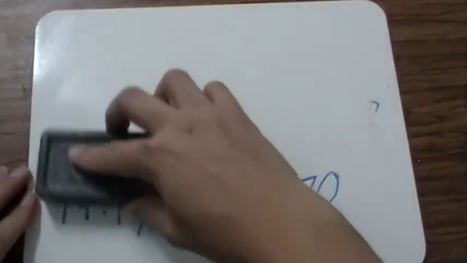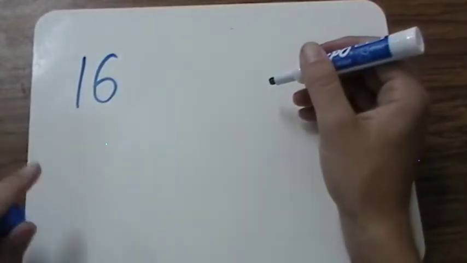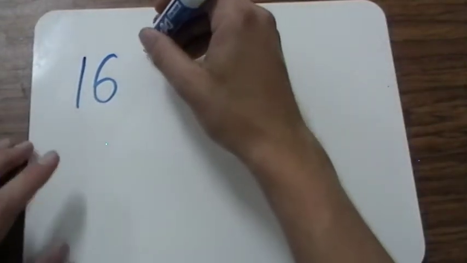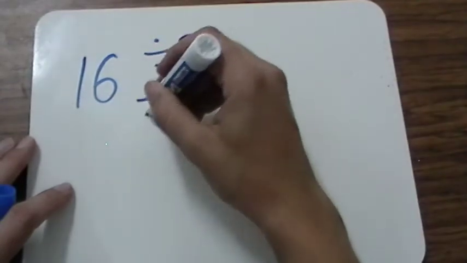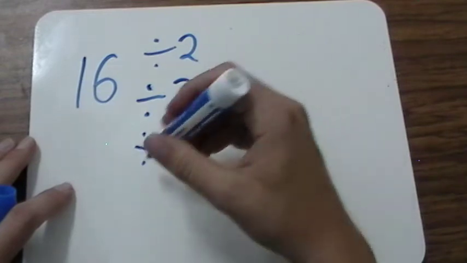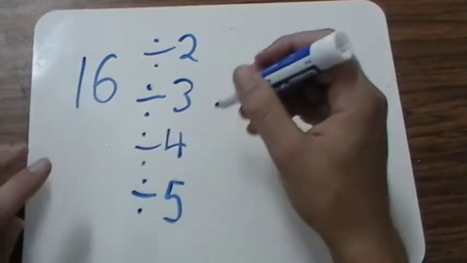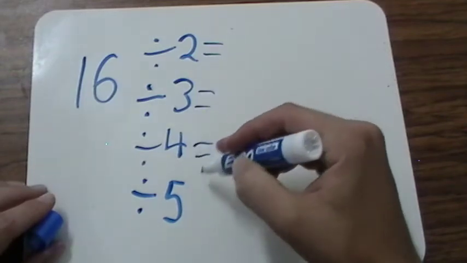Now what we're going to do is we're going to check divisibility rules, okay? So let's take a number, 16. And I'm going to ask, can you do 16 divided by 2? Can you do 16 divided by 3? How about by 4? How about by 5? Okay, so let's see if we can solve it out.